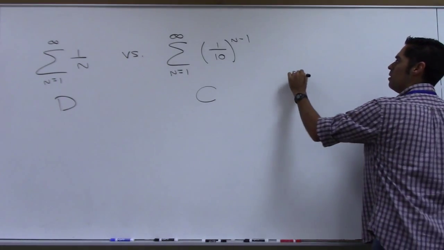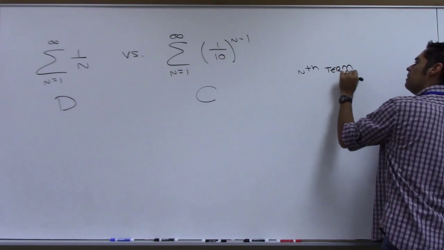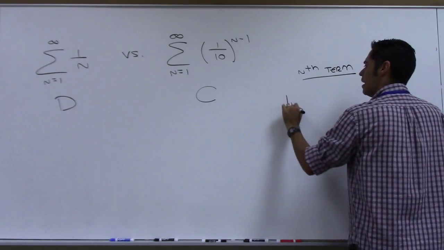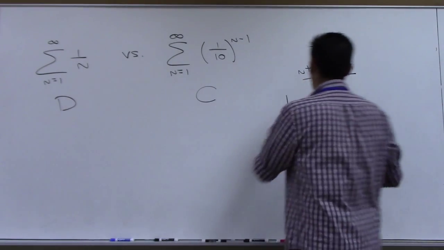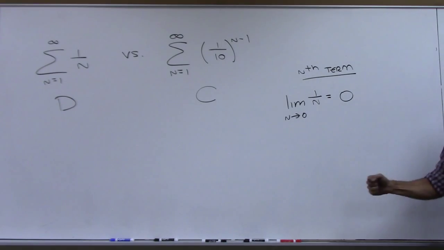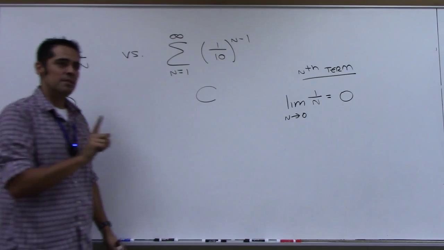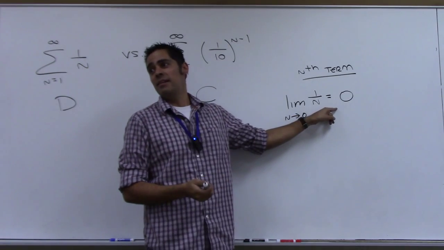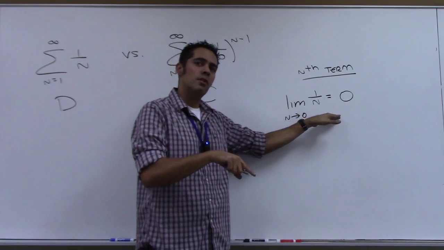Now let's see someone screw up the nth term test. They come in here and they say nth term test. They take the limit as n goes to infinity of this one, 1 over n, and they get what? 0. And they go, yeah, that means it converges. No, that's not what it means. It means that you don't know anything. Does that make sense? You don't know. It could converge, it could diverge.